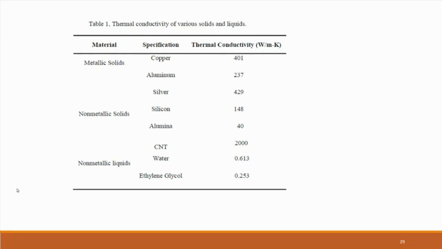Okay, overview of the thermal conductivity. For an ideal material, copper has a thermal conductivity, and obviously you know the unit is watt per meter Kelvin. Okay, so a table having the particular metals and their thermal conductivity is presented here.